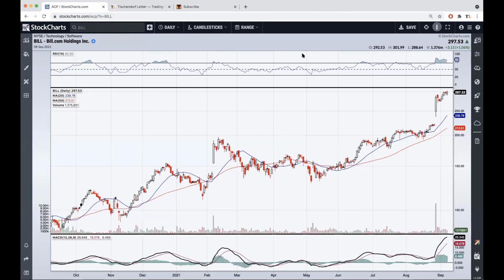Let me open the annotation tool. You see the first run up here, and as I said with Upstart, this is confirmation. This is the first sign that something really big is happening here. Then the stock moves sideways or goes nowhere for, what is it, six months, something like that. And then this is now confirmation of this initial sign of strength.